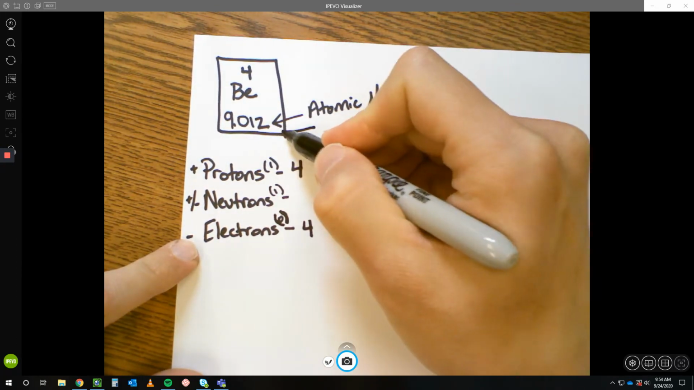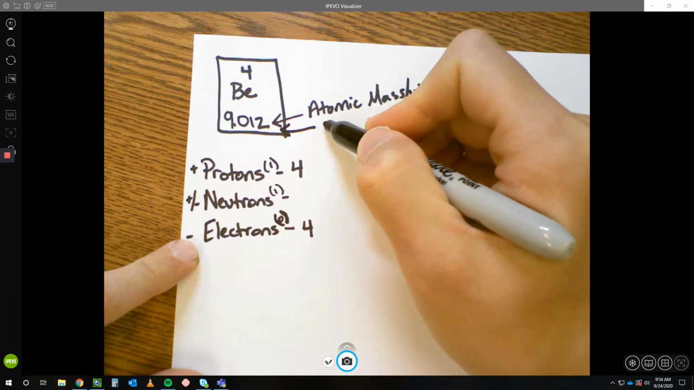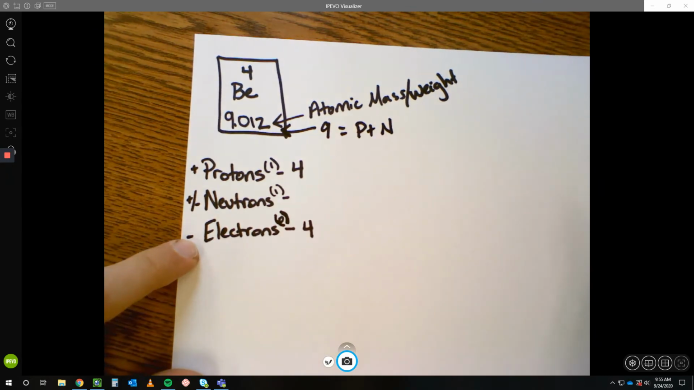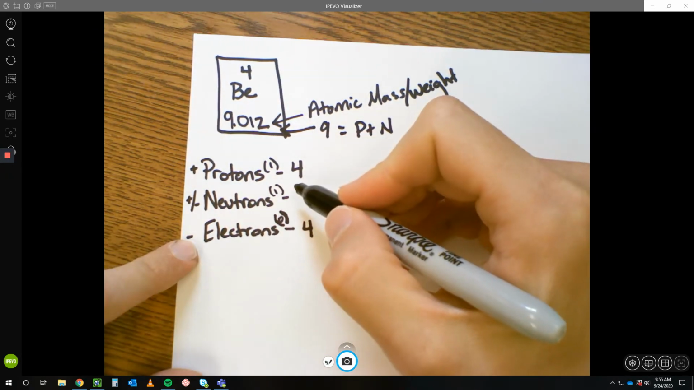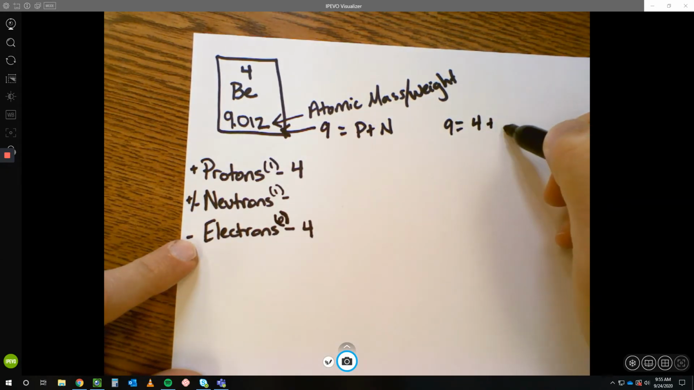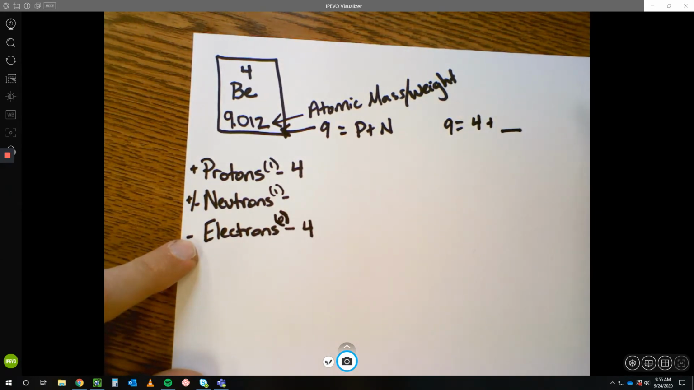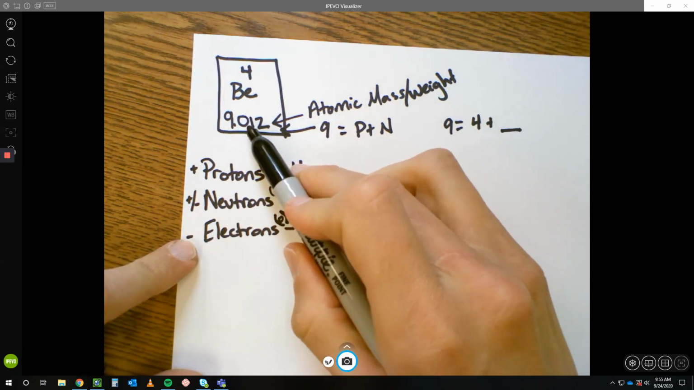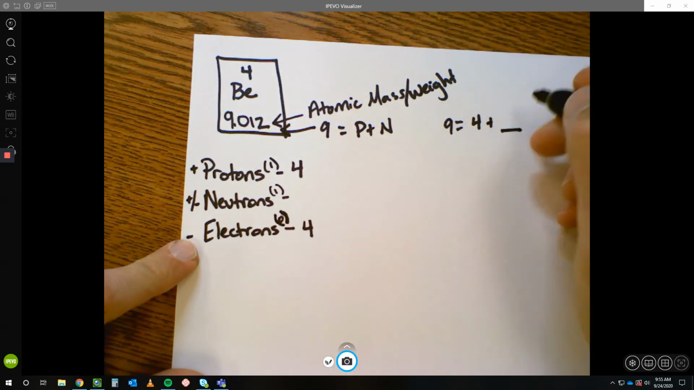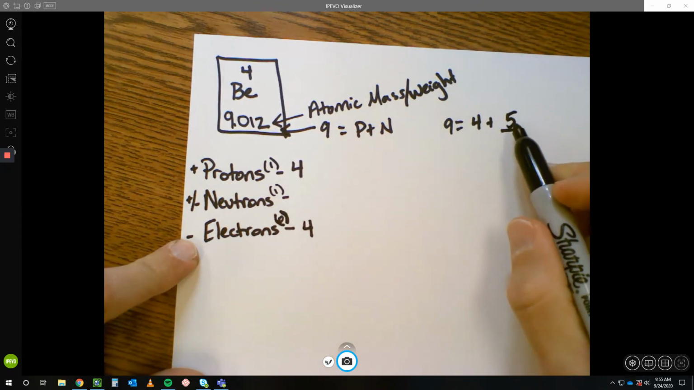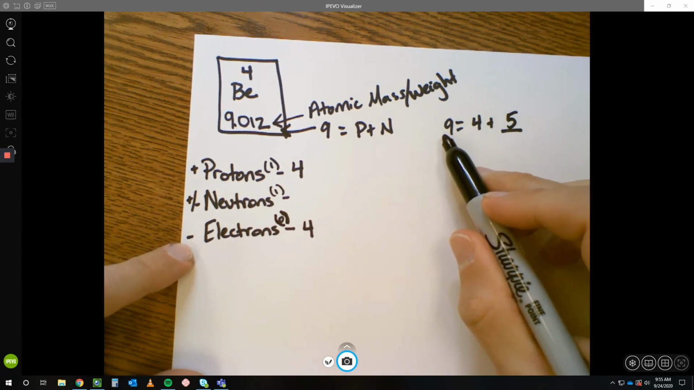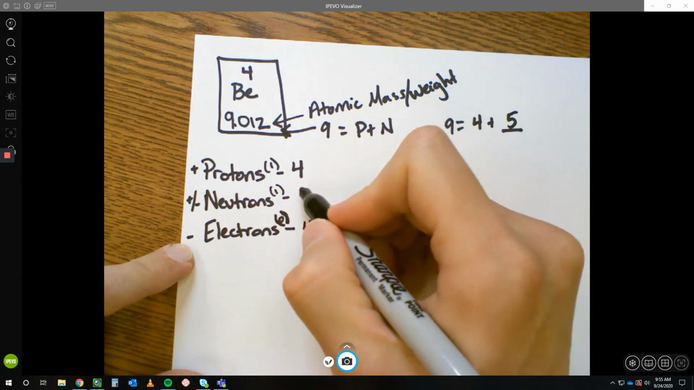This is going to be equal, once you round it, so this would round to 9, equals protons plus neutrons. We know that there are 4 protons, so 9 equals 4 plus the number of neutrons. We could rephrase this by saying, what is the difference between 9 and 4? So 9 minus 4 equals 5. But let's do the math to check that. If we have 5 neutrons and 4 protons, when we add those together, do they equal 9? Yes. So there are 5 neutrons.